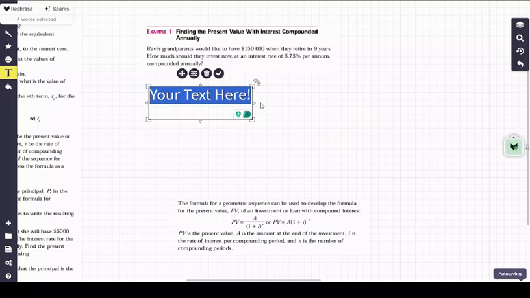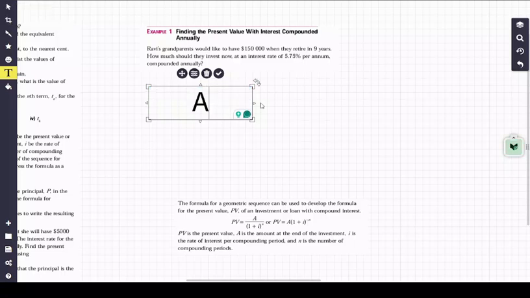So let's go ahead and see this. Do not read the example one, finding present value, blah, blah, blah. No. We are going to look at the problem and find out what's missing. So the grandparents would like to have $150,000 when they retire in 9 years. So our value at the end of this investment is going to be $150,000, and it's going to take them 9 years. So the compounding period is going to be 9.